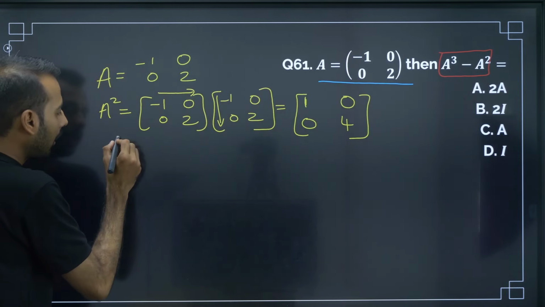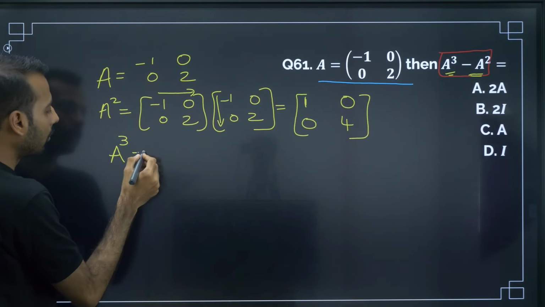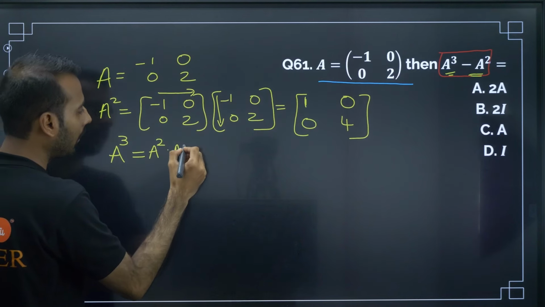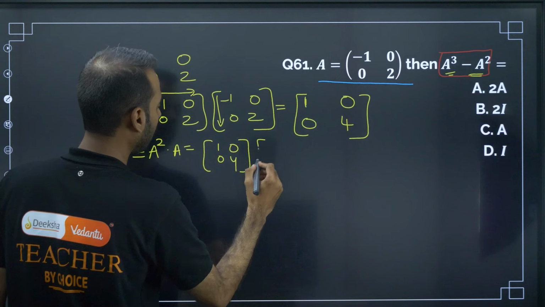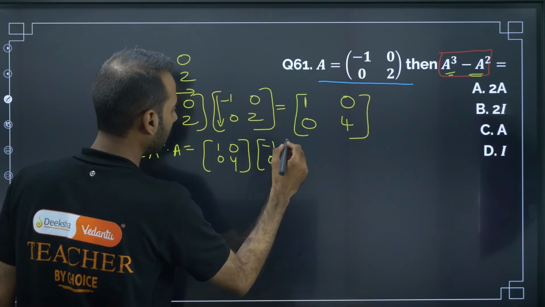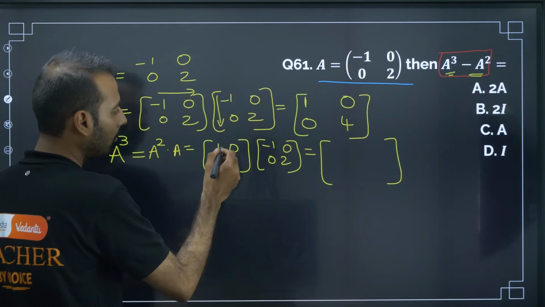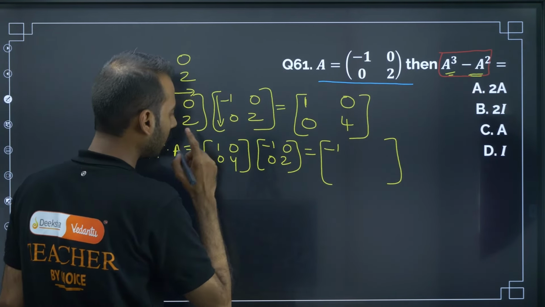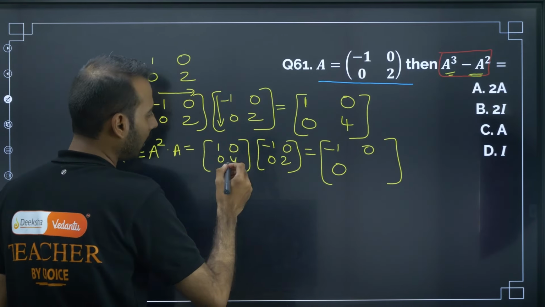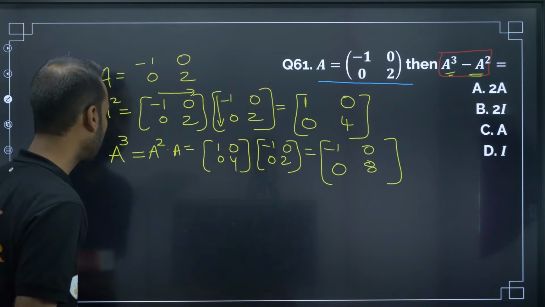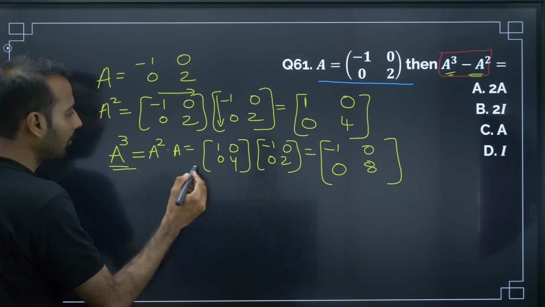Next a cube. Here we have to find a square, I found a square, and a cube also I have to find. So a cube means a square into a, a square is 1 0 0 4, and then a is minus 1 0 0 2. So this is equal to minus 1 and 0, and this is 0, and then 4 to the 3, which is 8. So after multiplying, a cube value is this.